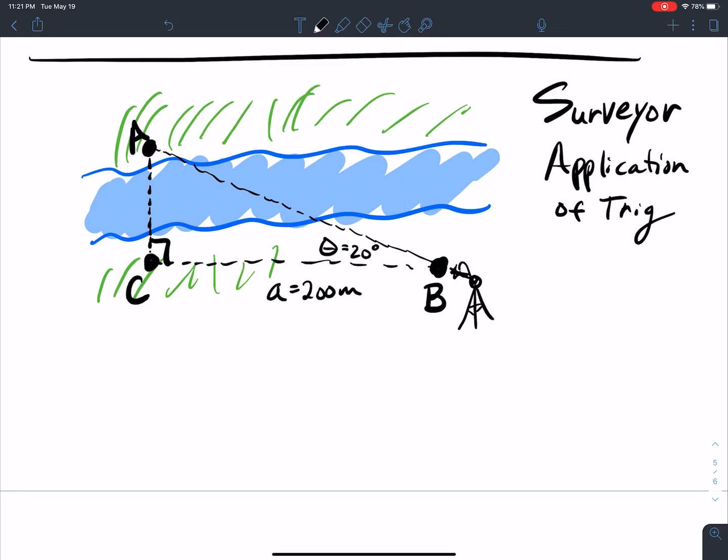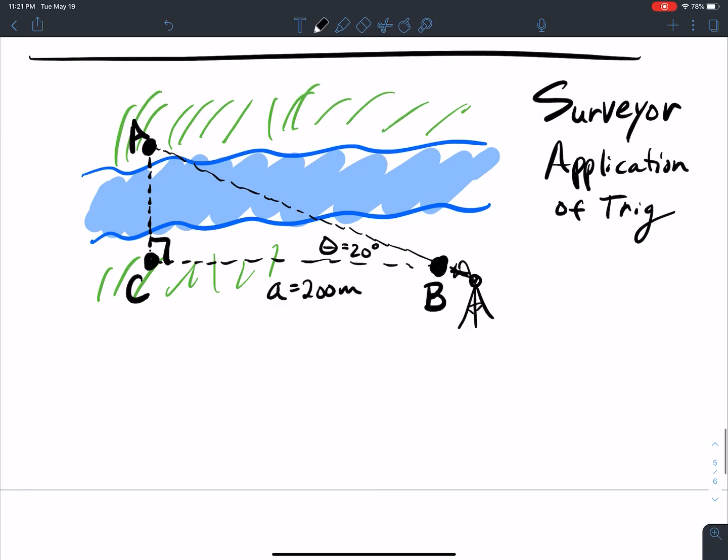So in this video, we're going to do a surveyor application of trigonometric functions. A surveyor can measure the width of a river by setting up a transit at a point C. So we're starting at this point C here on one side of the river and taking a sighting of point A on the other side of the river. And after turning through a 90-degree angle, we walk until we get to B.